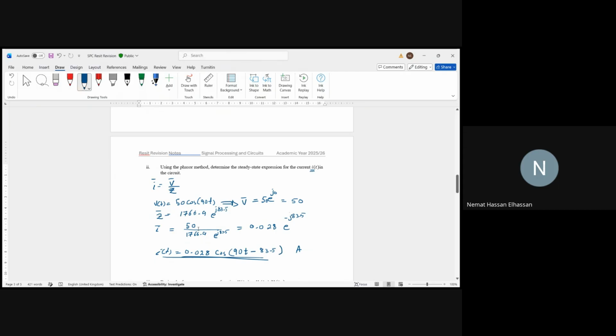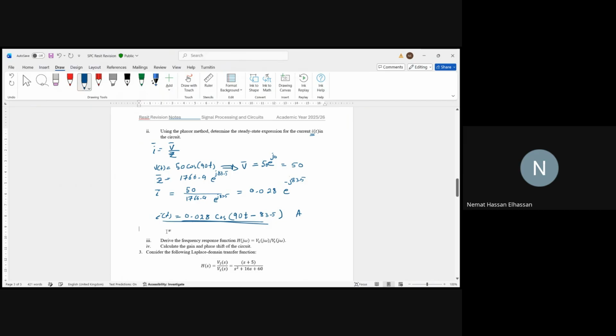So now let's move on to the third part of question 2, which is to derive the frequency response function H(jω), which is defined as VL over Vs. So the output is the voltage across the inductor L, so we can use the voltage divider rule.